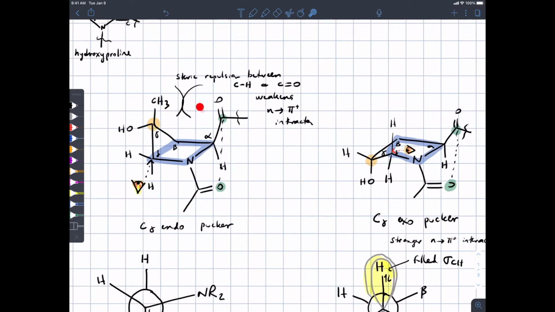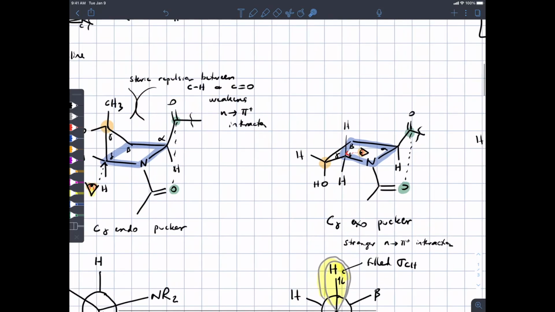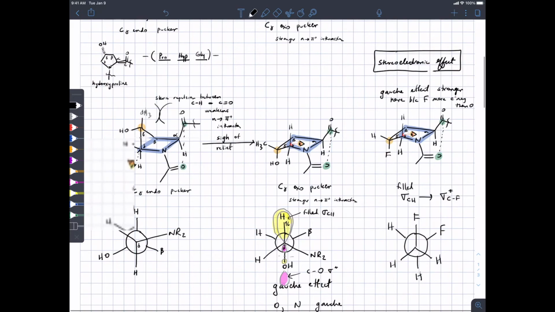So you've got in this conformation not only the absence of the gauche effect, but also steric repulsion between those two groups. And then when you get over to the C-gamma exopucker, you get the gauche effect and the methyl group's far away from that other group. In going from here to here, there's just this big sigh of relief as you relieve steric strain and you get the gauche interaction.